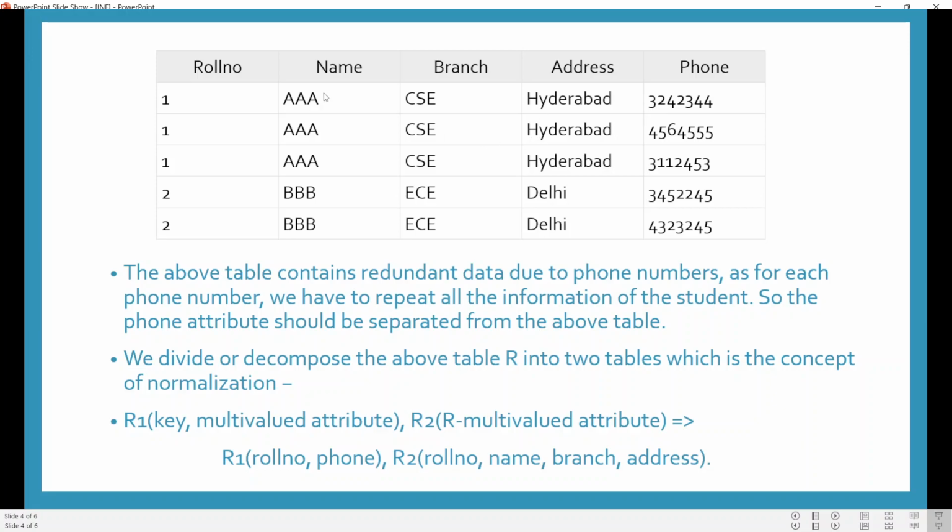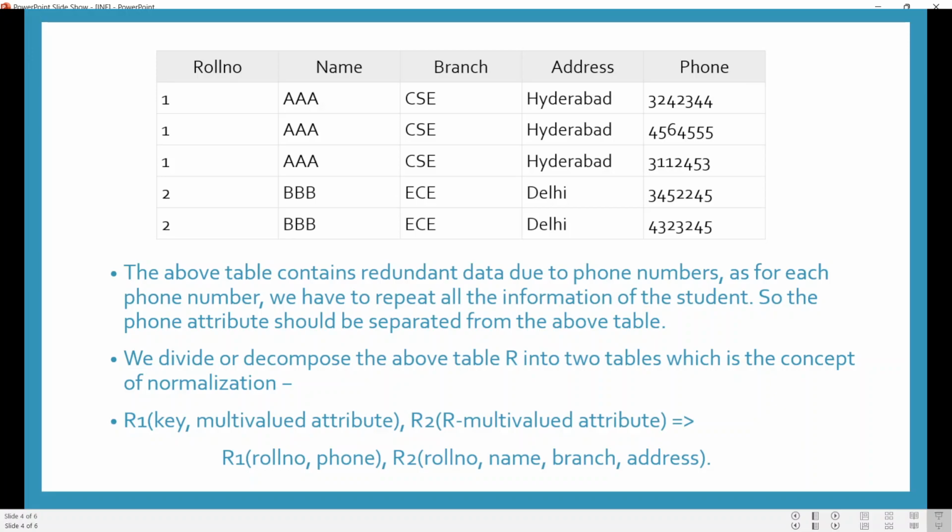When you are decomposing this table into two relations, this phone number, which is a multi-valued attribute in the original relation, and the key attribute, we will separate out. The key attribute here is roll number. So roll number and the multi-valued attribute, phone, we will create as a new relation with attributes roll number and phone. That will be our first relation.